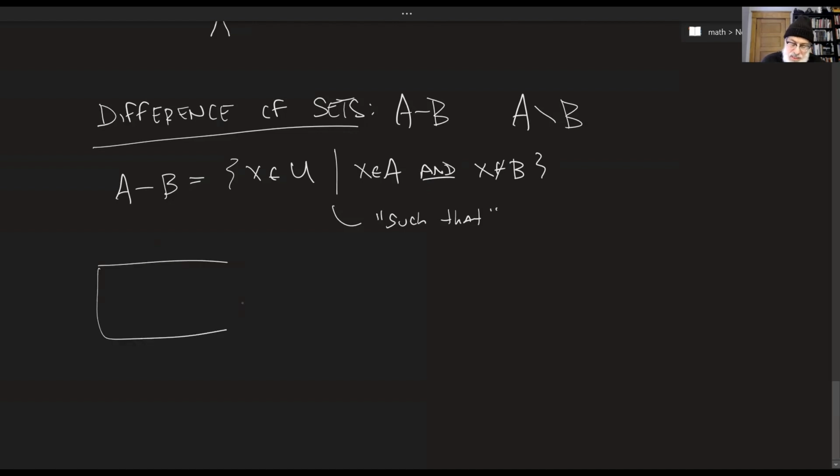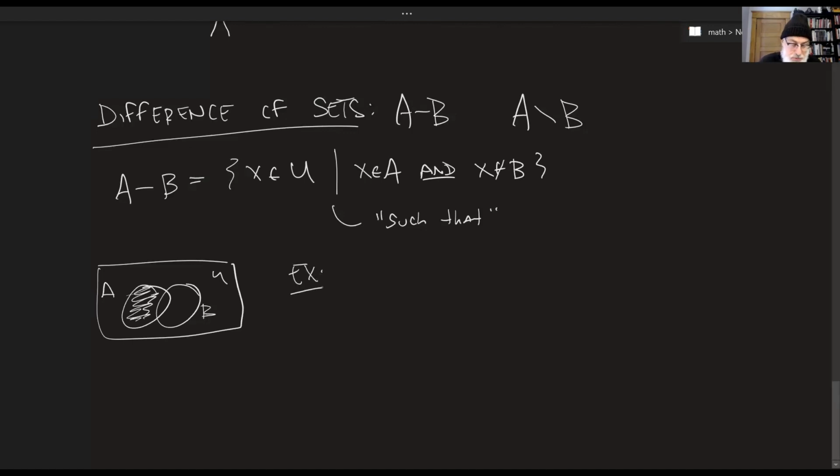Now the visual, again, here's our universe. Here's A and B. It'll be everything in A that doesn't touch B. So it's that little portion there.